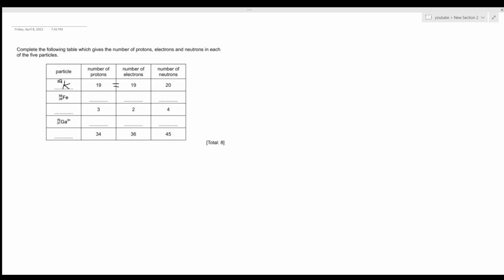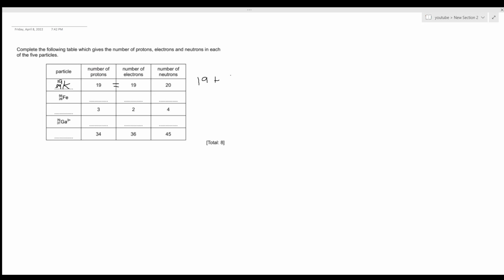So I've got 19 protons and I've got 39 mass. Because how did I get 39? It's 19 plus 20. That gives me the mass, 39.